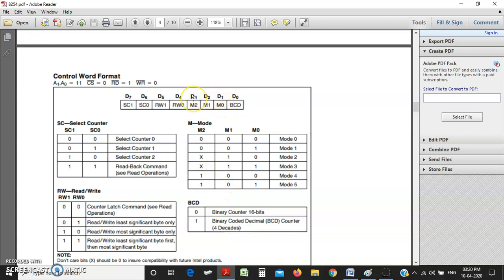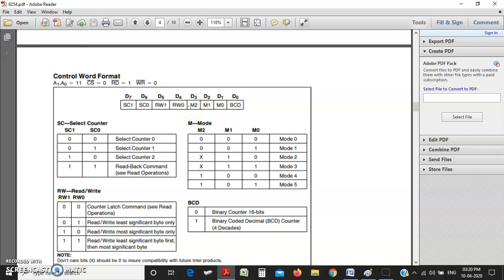D1, D2 and D3, these pins M0, M1, M2 will select the modes, that is, in which mode this IC will work. It has 6 modes, mode 0 to mode 5. So one of the modes will be selected by these 3 pins.